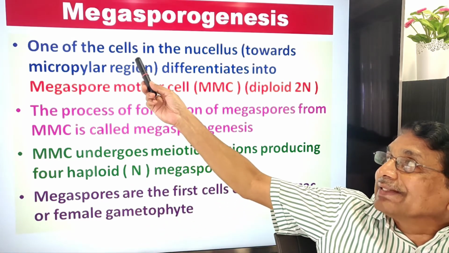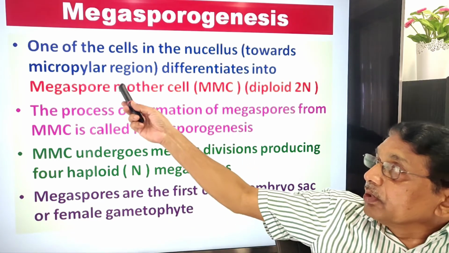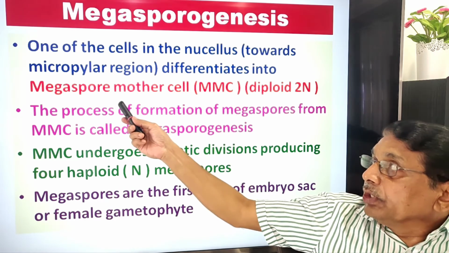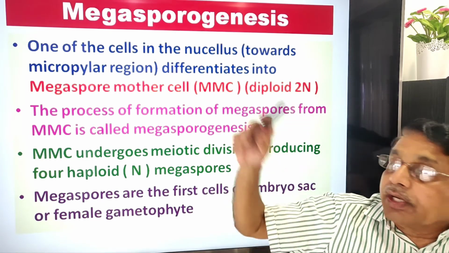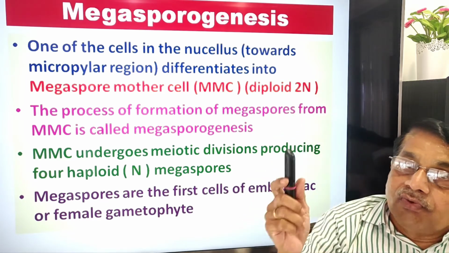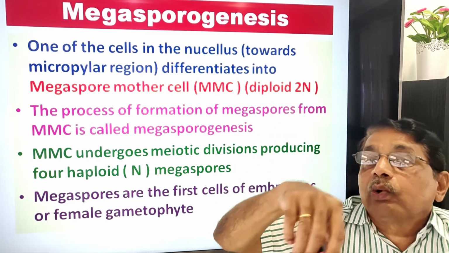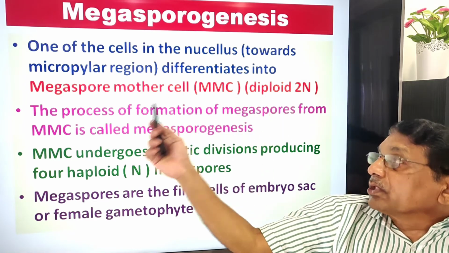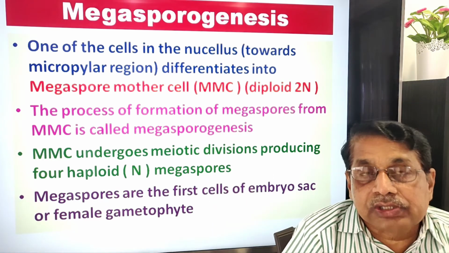Megasporogenesis. One of the cells in the nucellus, towards the micropylar region, differentiates into the megaspore mother cell. To shorten it, MMC, megaspore mother cell, which is diploid. One cell in the nucellus, especially that which is towards the micropylar end. The process of formation of megaspores from MMC is called megasporogenesis.